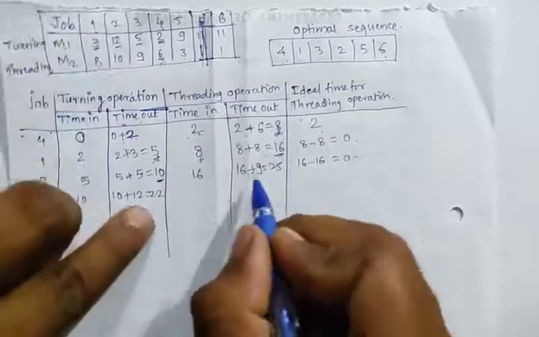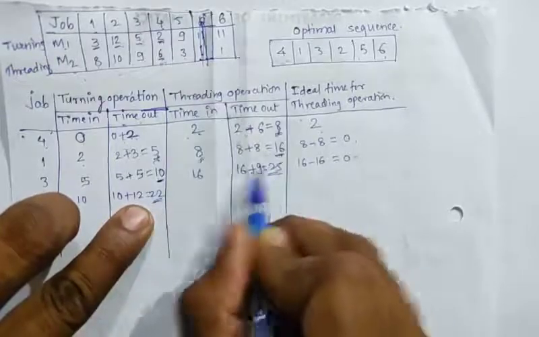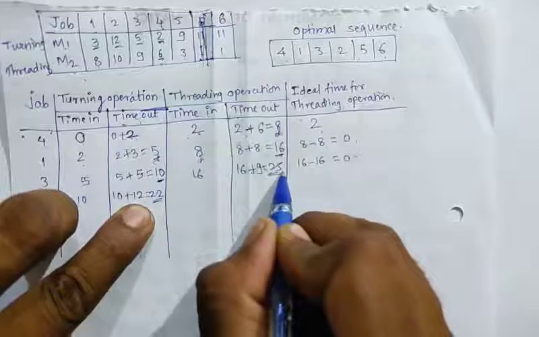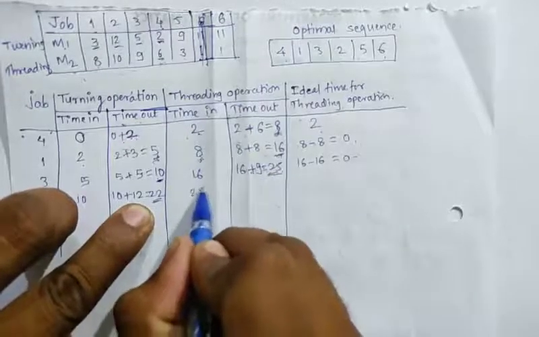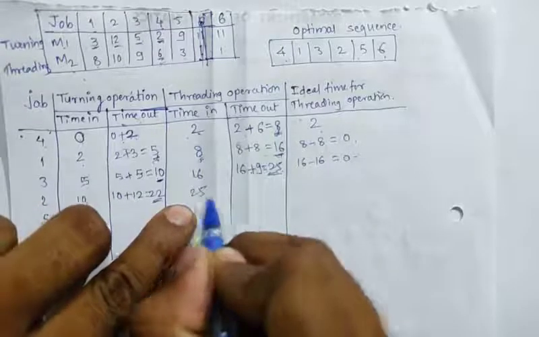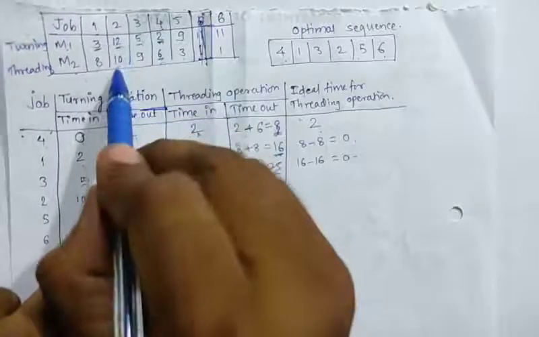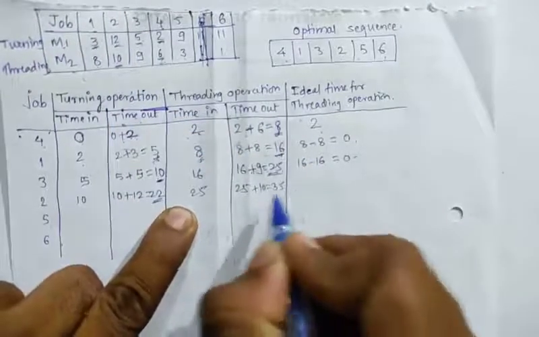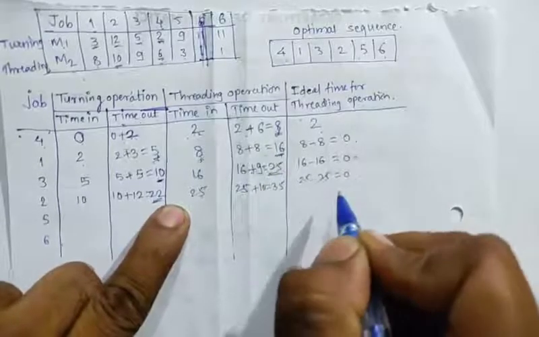And here the maximum of these two. What is the maximum of these two? Which is 25, because after completing the second job, then it accepts the first job. So we place the time 25 here. Now 25 plus, this is the second job, so it requires 10 minutes. So 25 plus 10, which is equal to 35. So what is the difference here? 25 minus 25 is equal to 0.